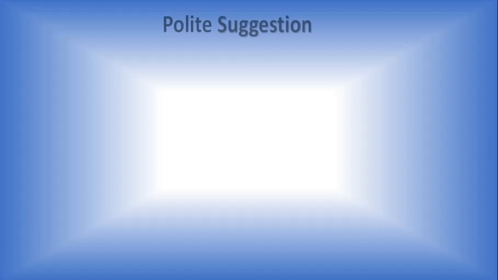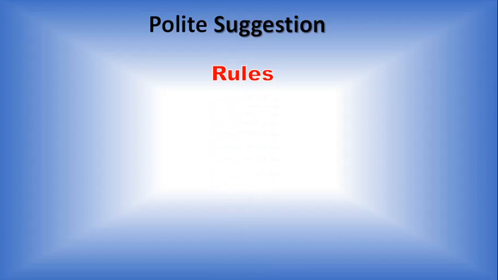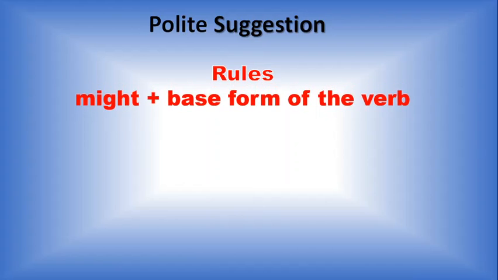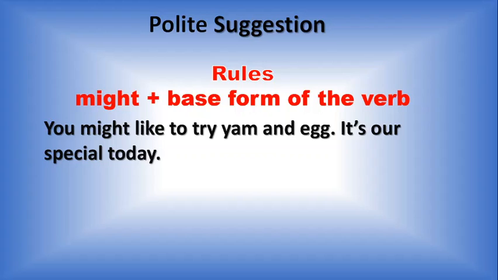Let's proceed. We can also use may to make polite suggestion or might to make polite suggestion. Look at the rules here. We have might. Might plus base form of the verb will be used to give a polite suggestion. Look at this sentence. You might like to try yam and egg. It's our special today. You see the use of might there? Yam and egg. Say, you could try this.